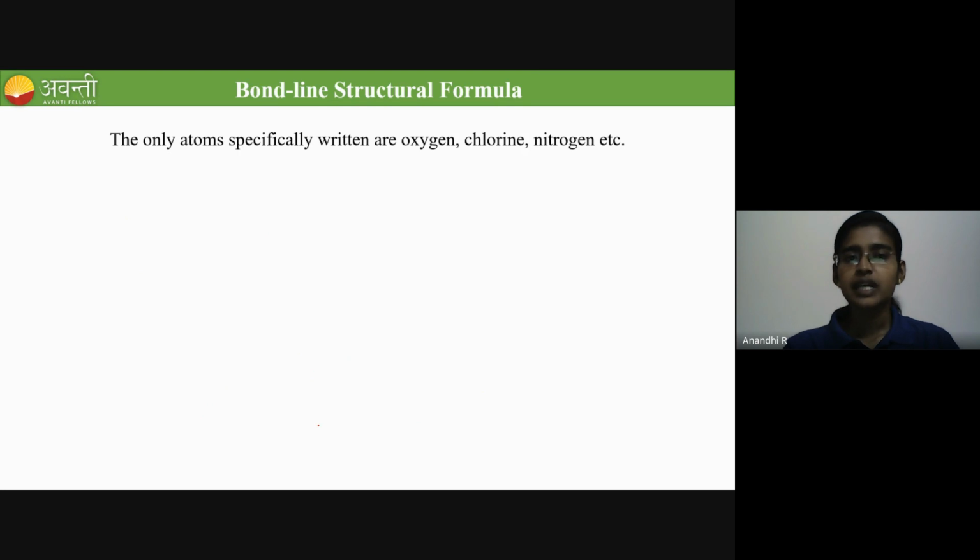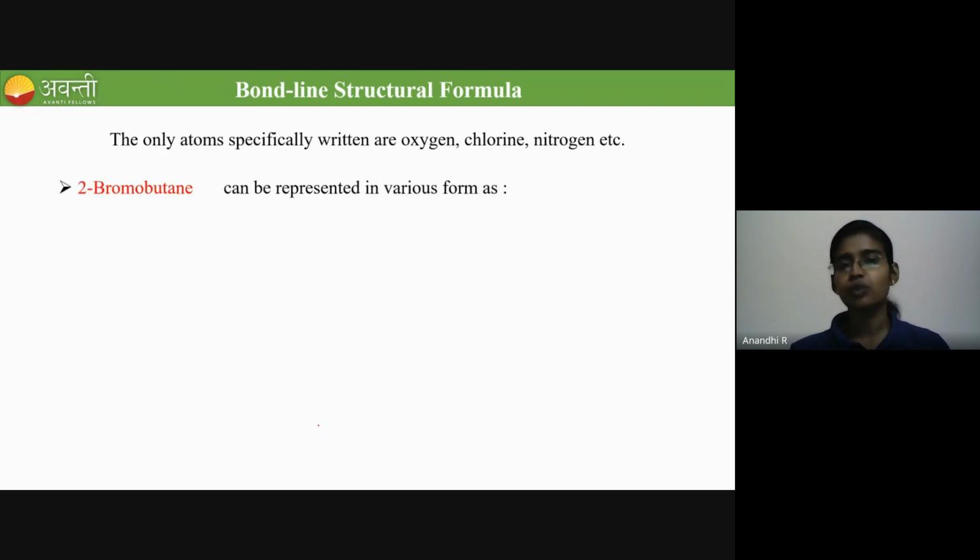The only atoms specifically written are oxygen, chlorine, nitrogen, etc. Except carbon and hydrogen, if you are having any other heteroatom, which means a different atom other than carbon and hydrogen, you have to write that particular atom in your structure. Let's see an example. Let me take 2-bromobutane.